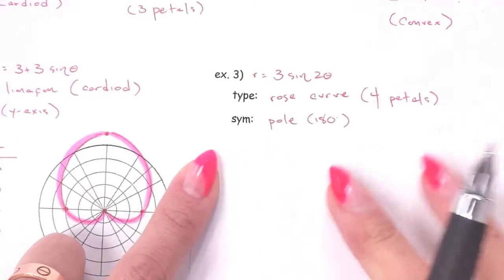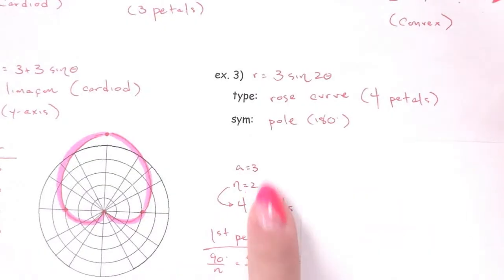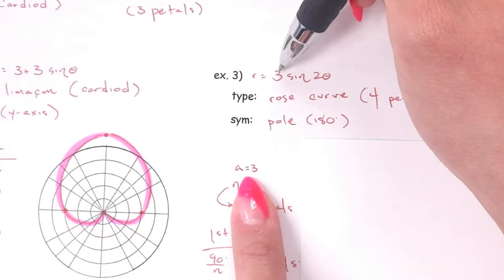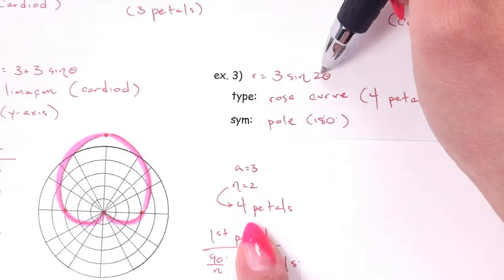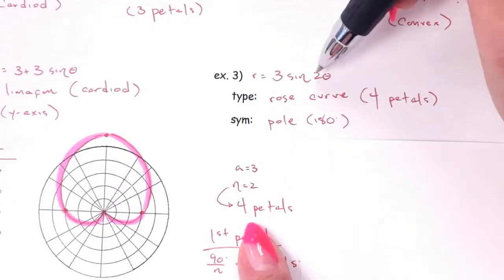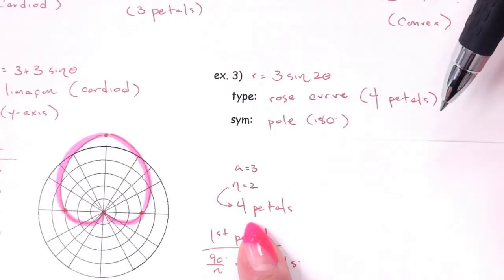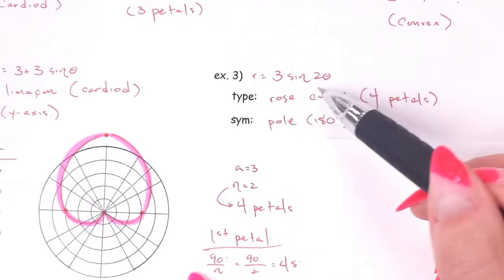All right, so then all you're going to do is, it looks like a lot, but it's really not. So 3 is how long the petals are, okay? So A equals 3. N equals 2, and that tells us we have 4 petals. So we already wrote that. If you don't want to write it again, you don't have to, but that's where it comes from. I think you should write that on your notes. Just write that, okay?